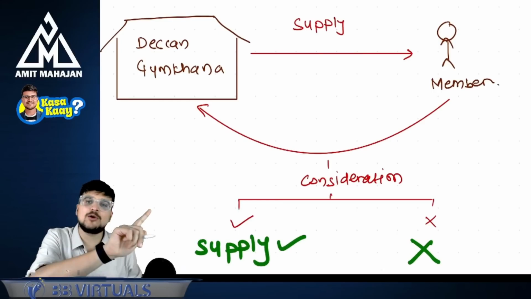The question is whether no claim bonus can be considered as supply. That 1,000 rupees of no claim bonus. Earlier you were paying 10,000, but you are getting a no claim bonus of 1,000. Now you are paying only 9,000. The question comes, will this 1,000 rupees of no claim bonus be considered as supply? The answer is no. It will not be considered as supply. If the no claim bonus is 1,000, the premium for the next year is 9,000. So the value of supply will also be considered as 9,000. And this 1,000 rupees will not be considered as supply.